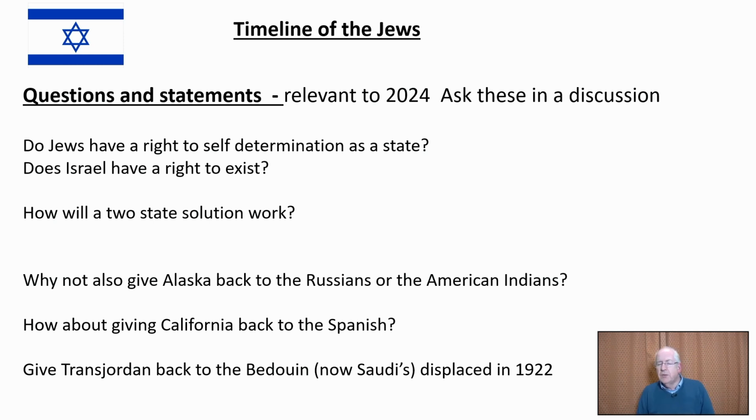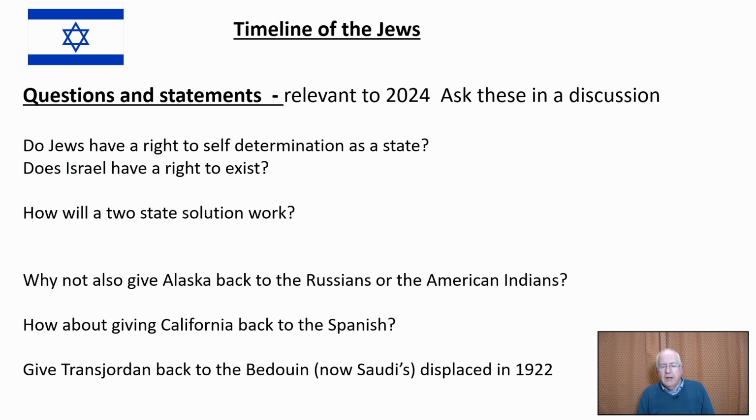Don't get drawn out as where. But if somebody says, yes, Jewish people do have a right to have a nation, and then you ask, does Israel itself have a right to exist? And if they say yes to that question, well, then congratulate them on being a Zionist. Another question to ask is, how will a two-state solution work, given that one of the parties is covenanted to destroy the other? And a couple of other questions you might be interested to ask.